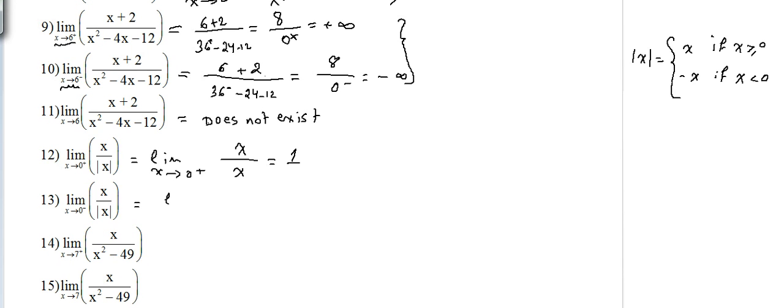The second one, its limit when x approaches 0 minus of x over absolute value of x. In this case, x approaches 0 minus, so it's a bit less than 0. 0 minus is a negative number, so it takes this form, which is x less than 0, and that is minus x instead of absolute value of x, so it is minus 1.